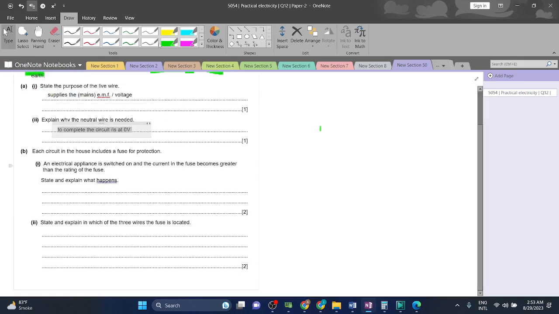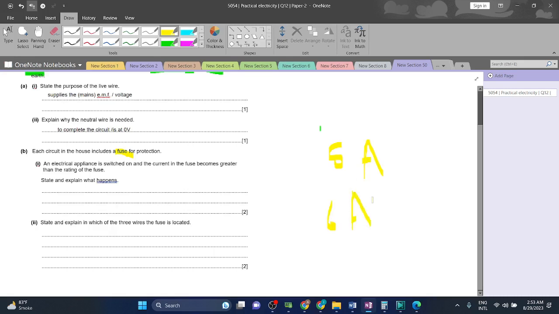Each circuit in the house includes a fuse for protection. So the fuse acts as a safety mechanism for when things start to get out of control. An electrical appliance is switched on and the current in the fuse becomes greater than the rating of the fuse. For example, if the rating of the fuse is 5 amperes, the current becomes 6 amperes.